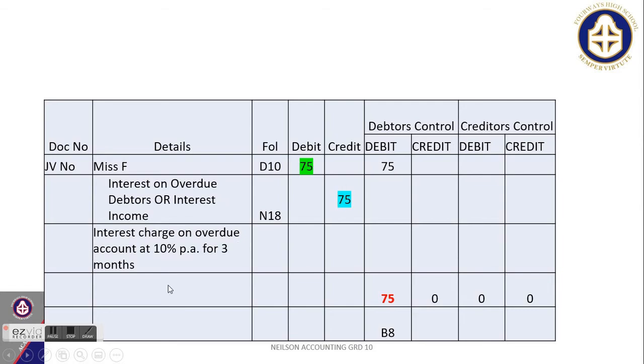The journal narration is that interest is charged on the overdue account at 10% per annum for 3 months. And you need to state the percentage interest and the time period for which interest is being calculated in your journal narration.